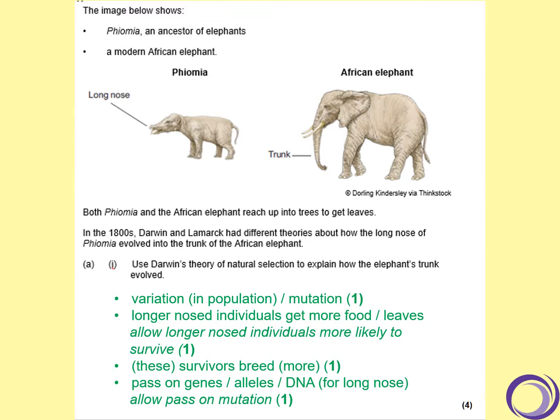generations. So the 4 marks are for saying there's variations within the population. Any elephants with a longer trunk or a longer nose will get more food or more leaves. So they will survive and breed, and they will pass on the genes and alleles for having a longer trunk or a longer nose. So it's just the theory of natural selection applied to the example of the elephant.